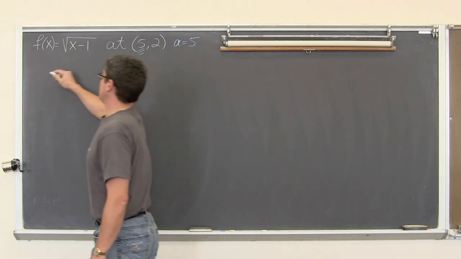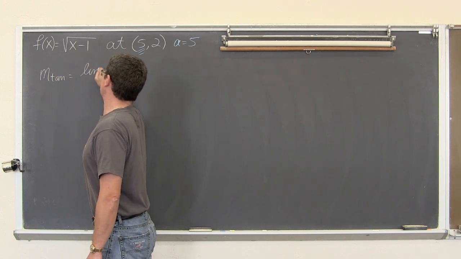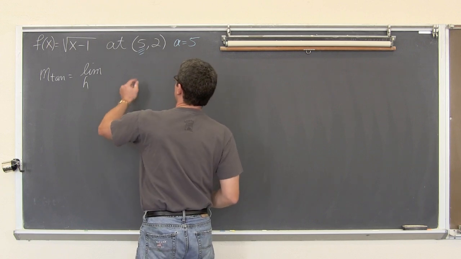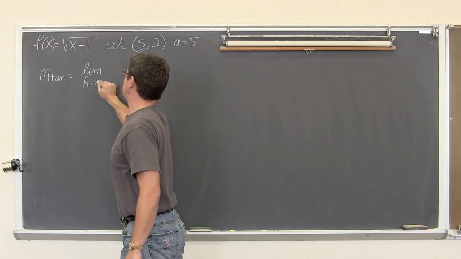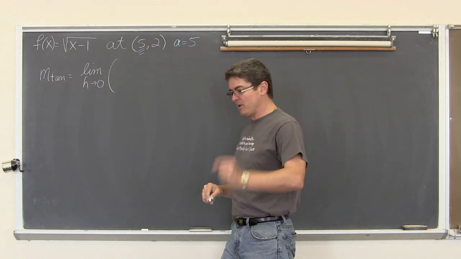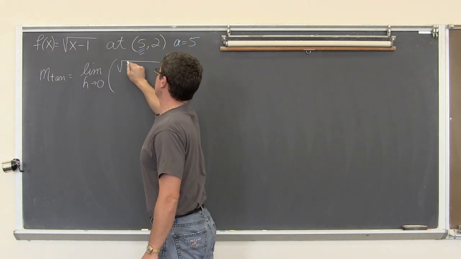So the slope of the tangent is equal to the limit. No limit. Yes, there is. It's going to be the limit as h approaches 0 of f of a plus h. So, square root of something minus 1.